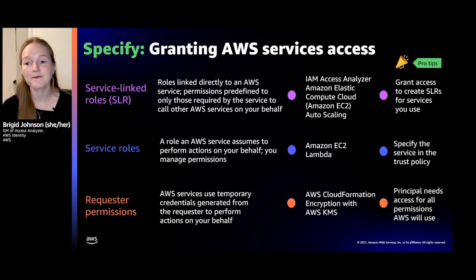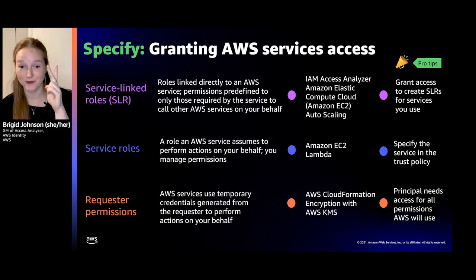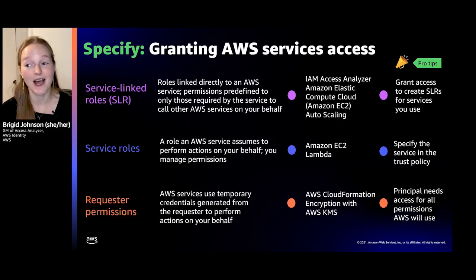There are three ways. The first way is a service-linked role. This is a role that's directly linked to an AWS service. The permissions and the trust policy are predefined, and they cannot be changed. One example is IAM Access Analyzer. When you enable it, we create a service-linked role in your account, and we use this to go and look at your buckets, look at your roles, and check the configuration and determine if there's public or cross-account access. And then we generate a finding if there is.